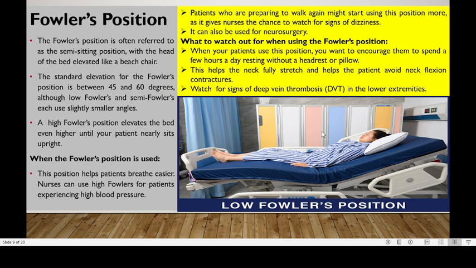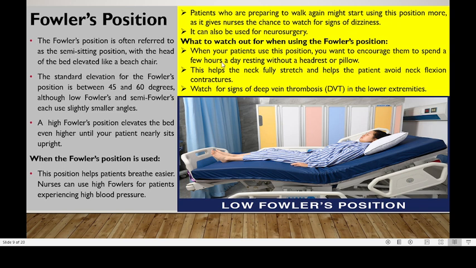When you start with the low Fowler's, patients preparing to walk again might start using this position more, as it gives nurses the chance to watch for signs of dizziness. So assume the patient in low Fowler's. It can also be used for neurosurgery.